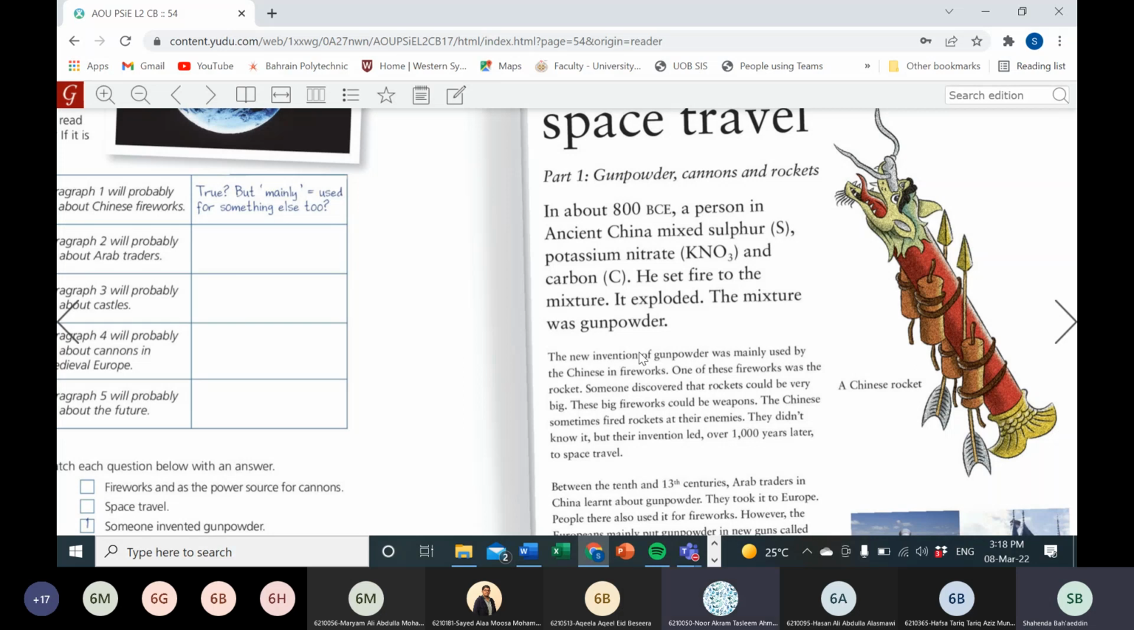Okay, who would like to read the first sentence of the first body paragraph? Can I go, Doctor? Yes, please. What's your name? Mu'adh. Go ahead, Mu'adh. The new invention of gunpowder was mainly used by the Chinese in fireworks. Thank you so much, Mu'adh.